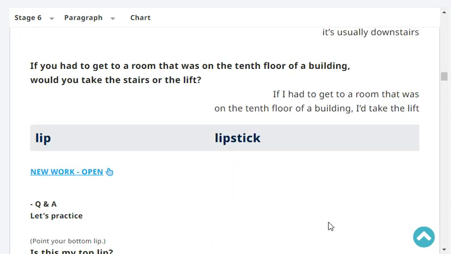One more. If I had to get to a room that was on the 10th floor of a building, I'd take the lift. Very good.